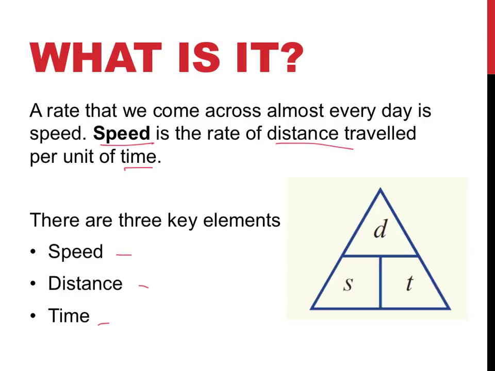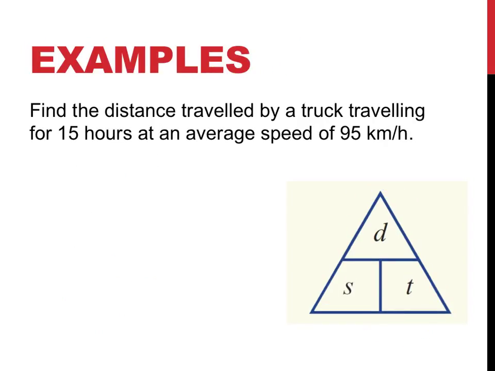So today you might be asked to use information to calculate how much time something would take. You might be asked to use the speed and time to work out the distance of something, or you might be asked to calculate the speed. There are three things that you could be asked, and we're going to use this triangle to solve them. Find the distance travelled by a truck travelling for 15 hours at an average speed of 95 kilometres an hour. Here's where our triangle comes in.